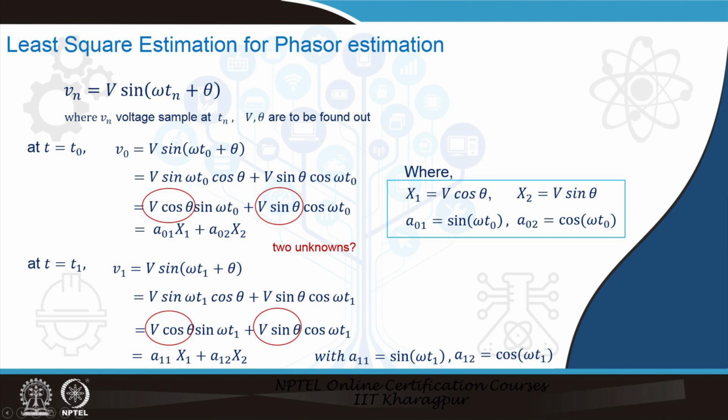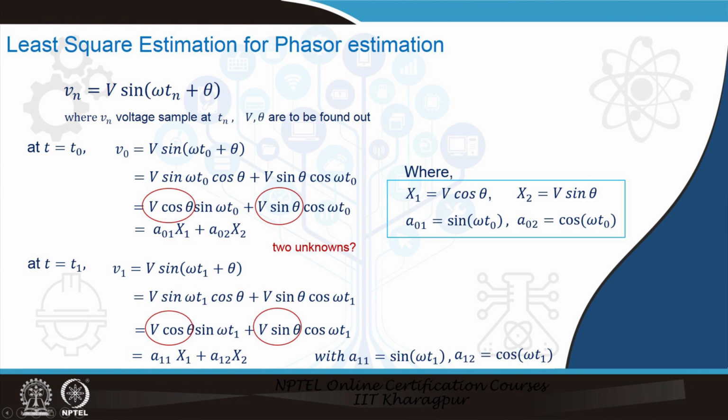Now, similarly, at the next instant after the time delta t, equals t 1, we get another sample V 1, and that you can represent as V sin of omega t 1 plus theta. If we expand it like above, this becomes 2 terms, where the V cos theta term again comes, multiplied by sin omega t 1, and the V sin theta term multiplied by cos omega t 1.